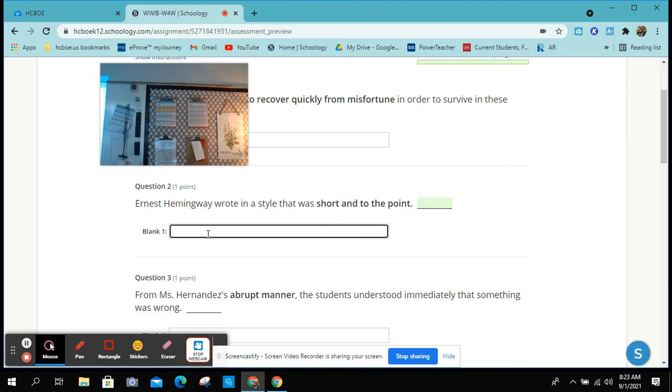The biggest thing too is following the directions. If you didn't put the part of speech, you had points taken off. If you didn't write the multiple meanings, you had points taken off. If you did not create a sentence for your word, you had points taken off. Okay?